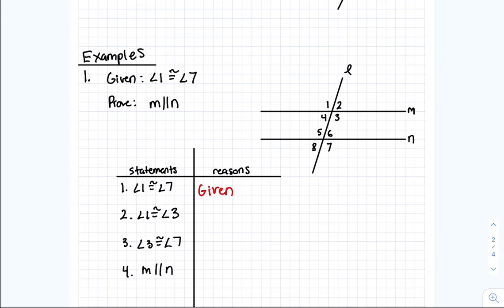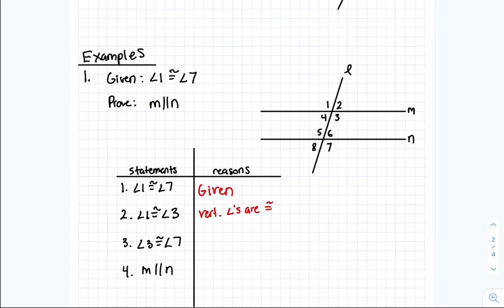Now, we're trying to prove that M and N are parallel. Somehow, some way, we have to achieve one of the 5 above. So let's look at angle 1 and angle 3. You should know by now, those are vertical angles. And we know vertical angles are congruent, right?